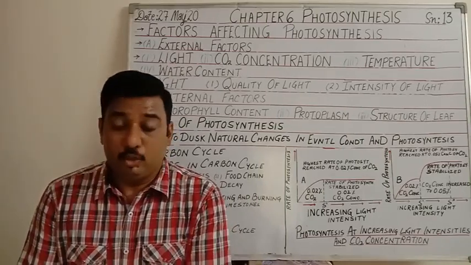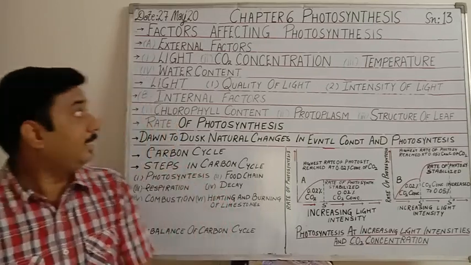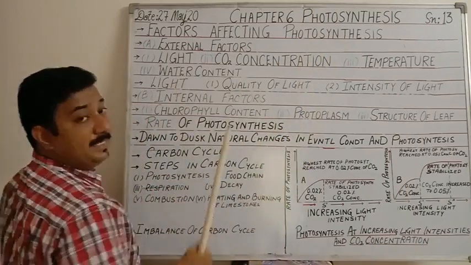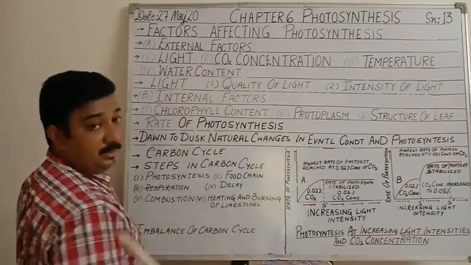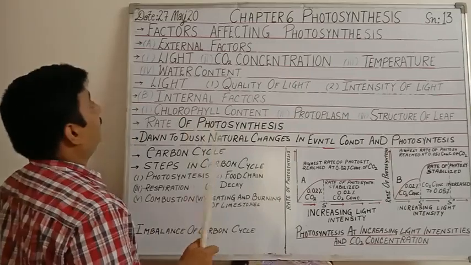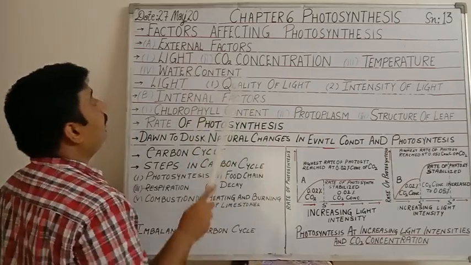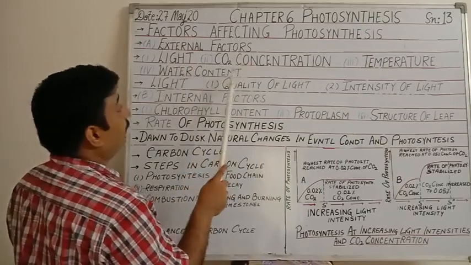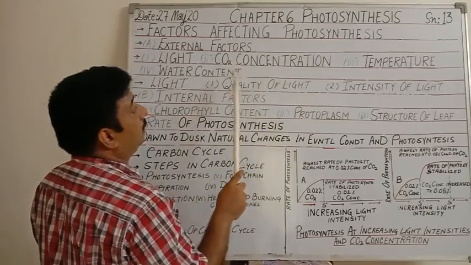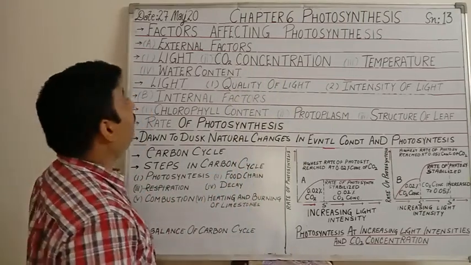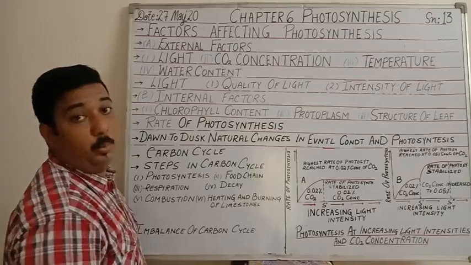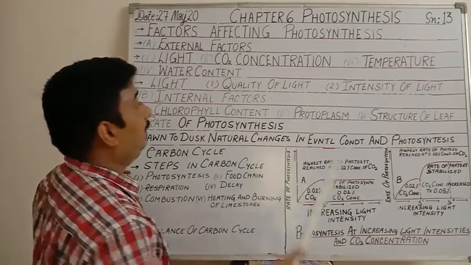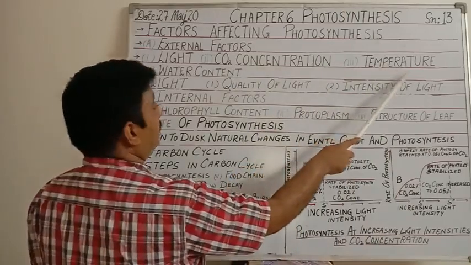Let's move further. Today we will be seeing factors affecting photosynthesis. The factors basically include some external factors as well as some internal factors. External factors will include light. Light is a very important external factor. Moving further, carbon dioxide concentration. Carbon dioxide concentration is yet another external factor which plays a very vital and important role in the process of photosynthesis. Then the next one we'll be seeing is temperature.